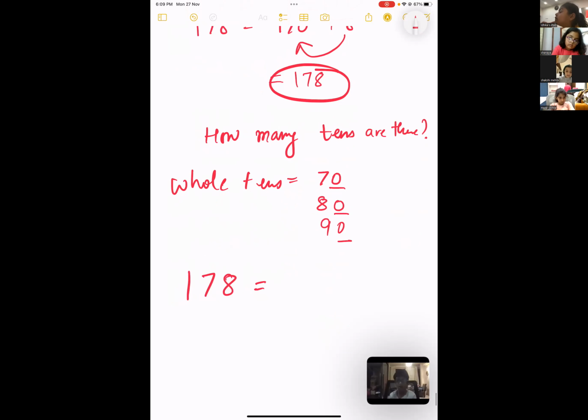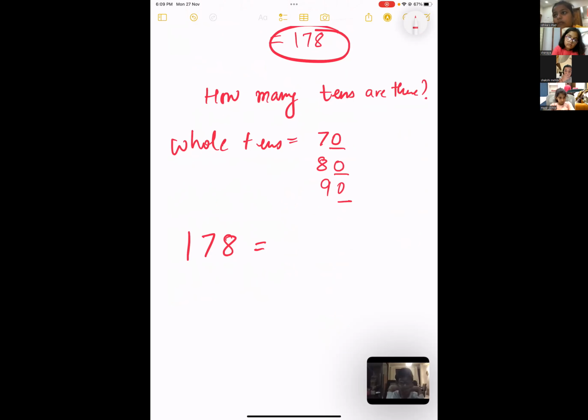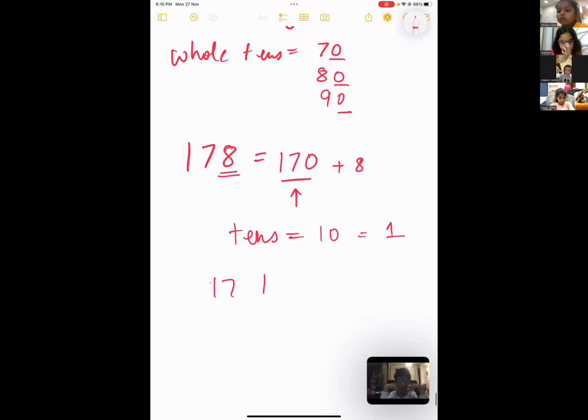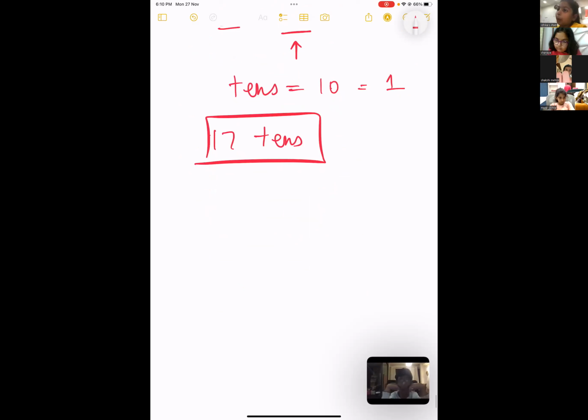So if this is the number 178 and the question asks for the tens, I see there is an 8 in the unit place. I have to get rid of this 8. How can I get rid of it? I can make it a whole ten and write the 8 separately. Now this becomes 170. How many zeros do you see? One. So in tens, how many zeros are there? One. So can I say 170 is 17 tens? Yes. Shall we move on to the next concept?